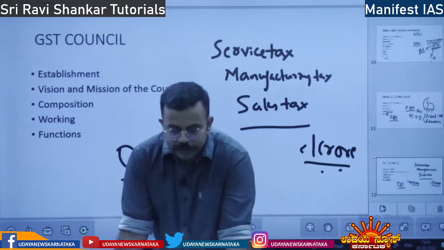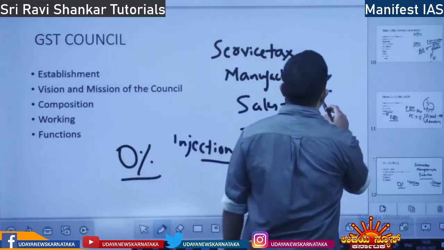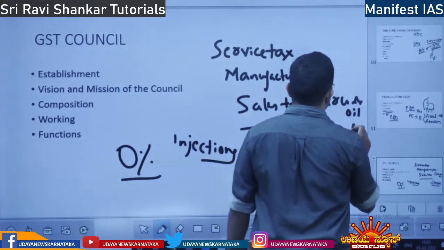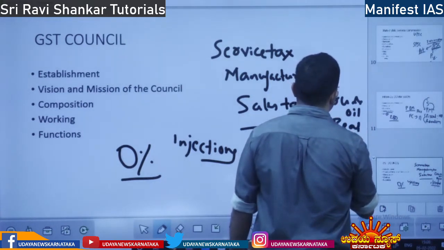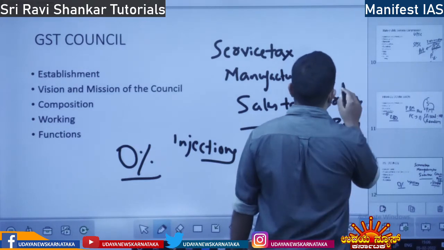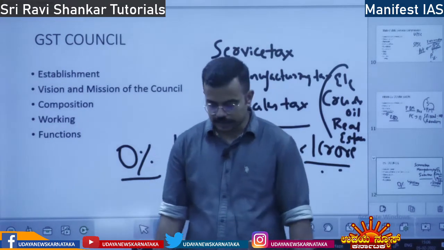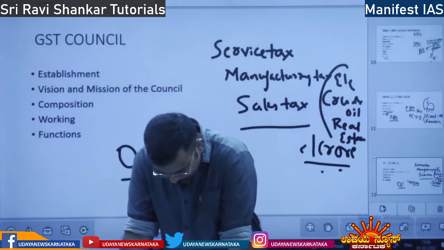Okay. Also, they determine. So presently, crude oil, real estate, and electricity. So these 3 things are outside GST, right? So these 3 things are outside GST.